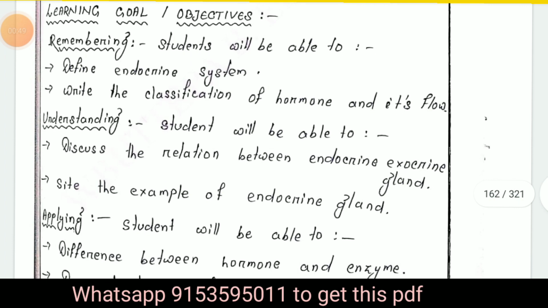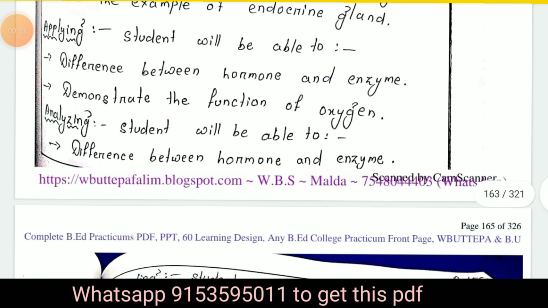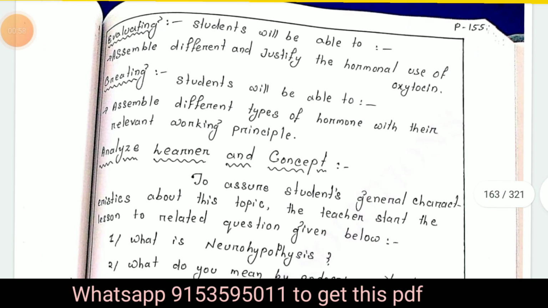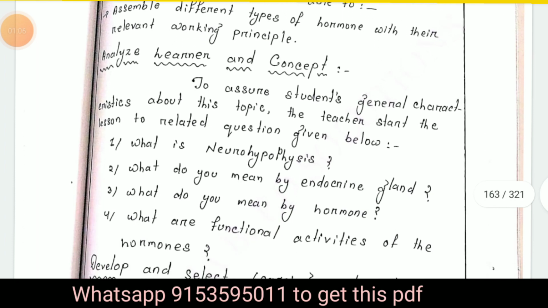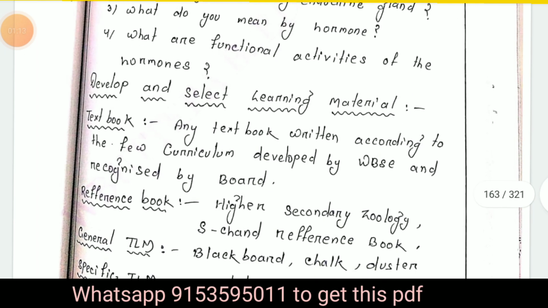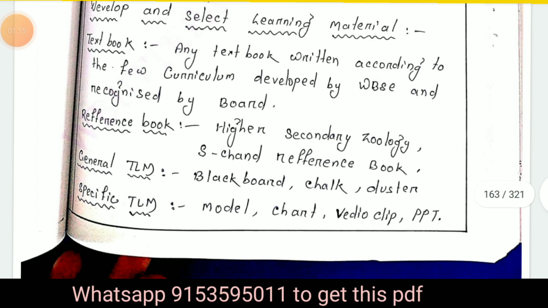Learning goals or objectives: remembering, understanding, applying, analyzing, evaluating, creating. Analyze learner and concept. To assess students' general characteristics about the topic, the teacher starts the lesson with related questions given below. Develop and select learning material: textbook, reference book, general TLM or specific TLM.